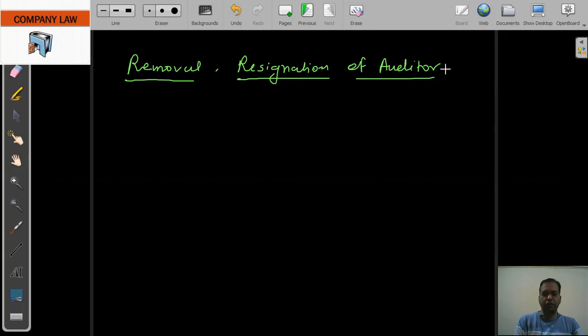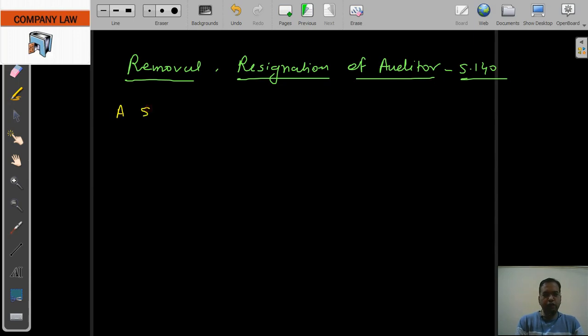Removal and resignation of auditor: the provisions are given under section 140, which says that an auditor appointed as per the provisions of section 139 may be removed from office by giving a special notice. If a special notice is received for the removal of the auditor, he may be removed. But for that, you need to acquire the approval, or consent, of the central government as well. So what are the steps? We will very quickly try to understand.